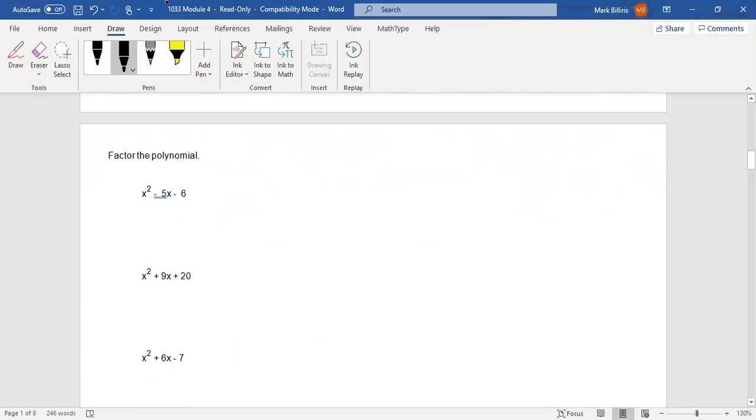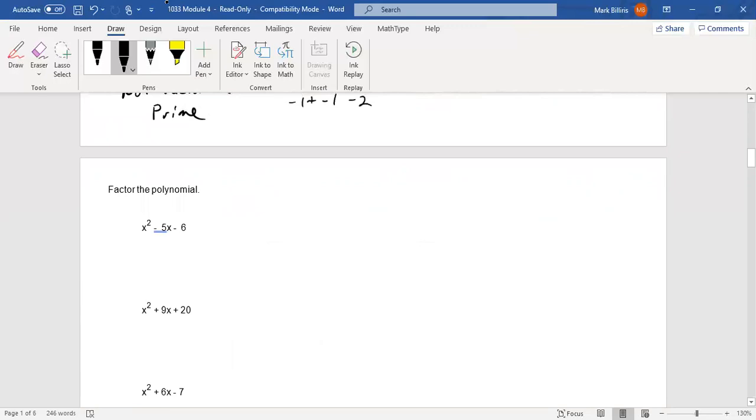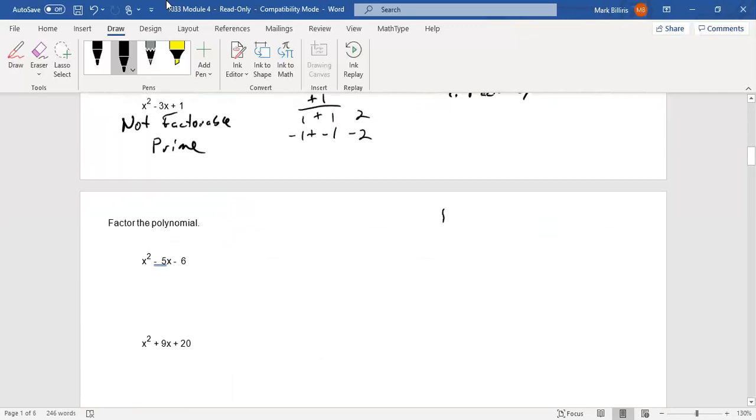Okay, so no matter if we use the shortcut or not, the first step is always going to be to remove the GCF. So I want you to get in the habit of looking at the problems and asking yourself, does anything divide into x squared minus 5x minus 6? In this case, nothing does. So next, again, we're going to think of that AC method. We take the leading coefficient, which is 1, times the coefficient of the last term. So 1 times negative 6 is negative 6. So I'm going to write all the ways to get negative 6.